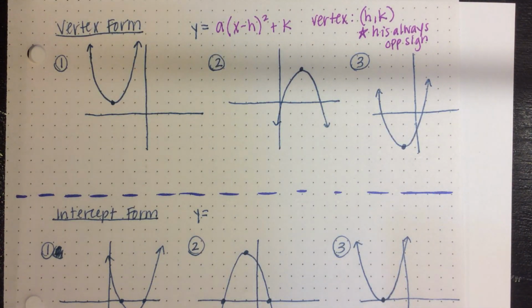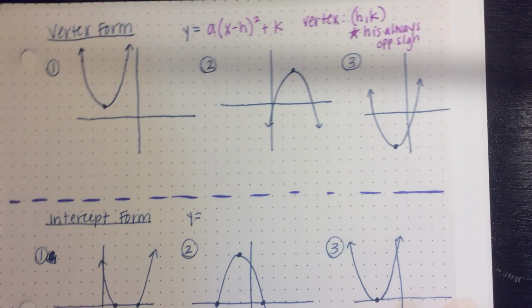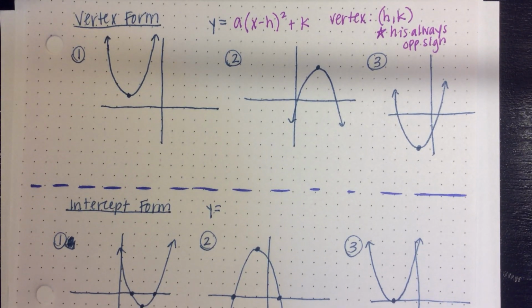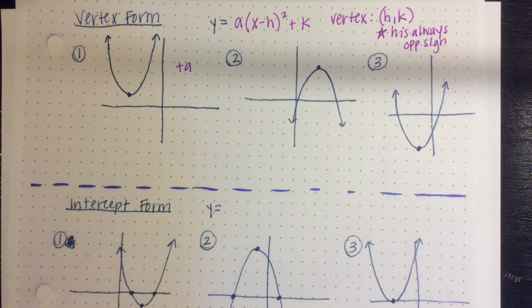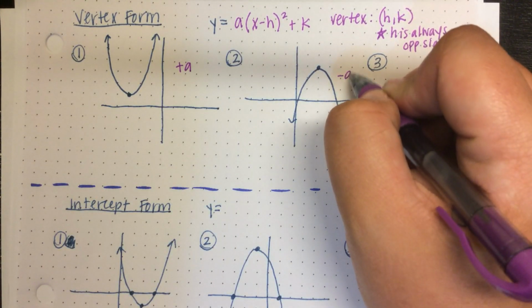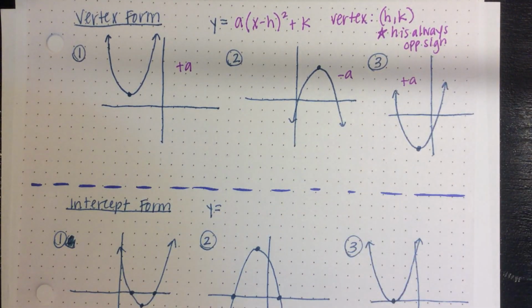Now for all of these, a is going to be 1. Okay, so I don't have to worry about a just yet, except I might have to put a negative out there. Okay, so that's the only thing we have to worry about with a, but it's always going to be either positive or negative 1. Okay, so for the first one, it's a U. It opens up, so that tells me we're going to have a positive A. For the second one, it opens down, so that tells me I'm going to have a negative A. And the third one opens up, so there's my positive A again.